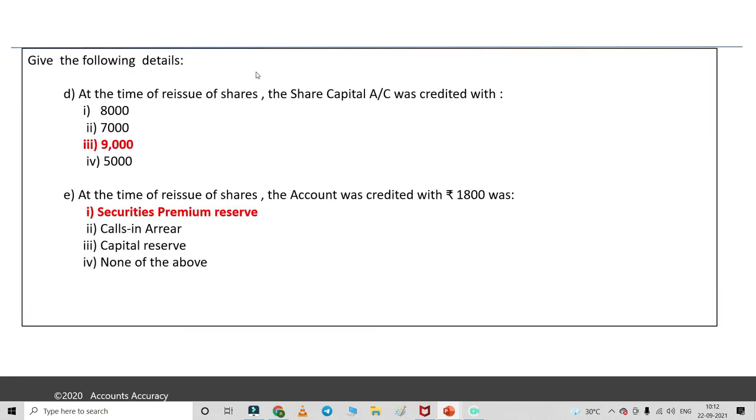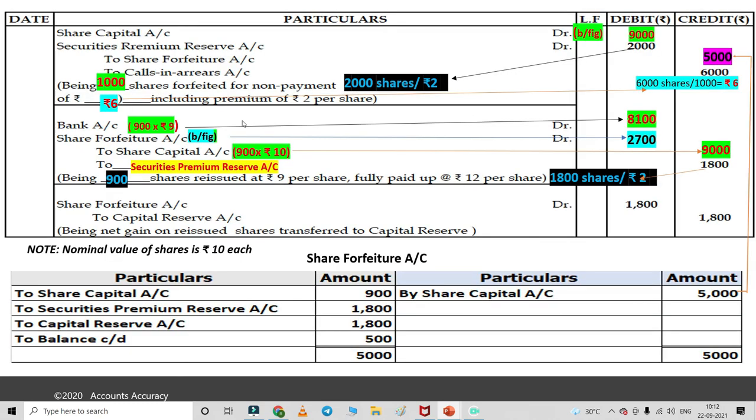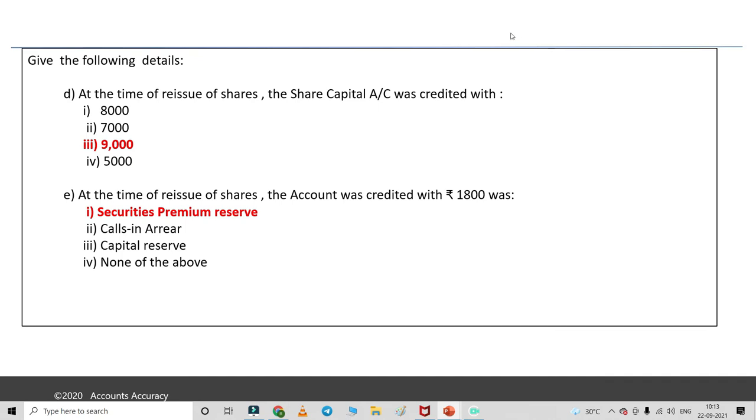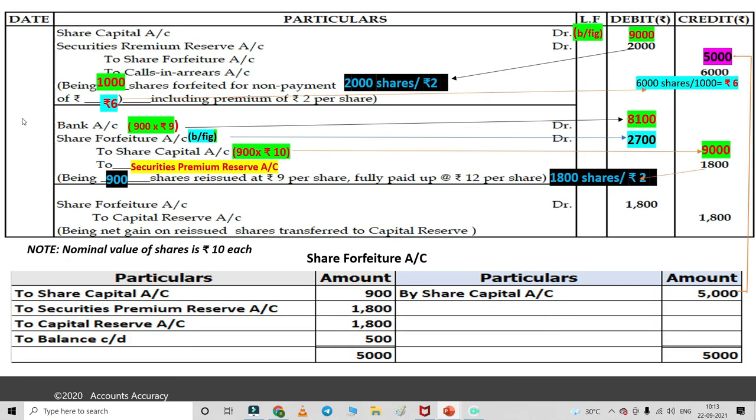At the time of reissue, the share capital account was credited with what value? We have just found out that share capital account was credited with 9,000, because 10 rupees is the nominal value per share. So 900 shares into rupees 10 is 9,000. So share capital account has been credited with 9,000. Hence the correct answer would be this 9,000. The last question is, at the time of reissue of shares, the account credited with 1,800 was securities premium reserve account. Just now we had done it, it was securities premium reserve account.